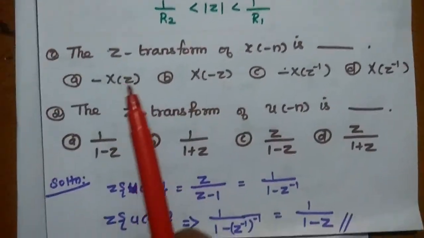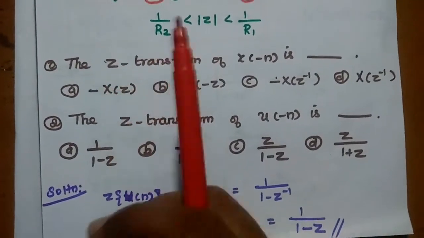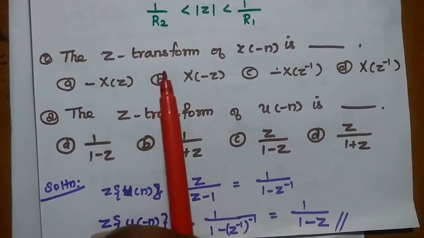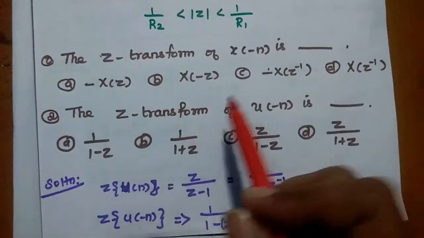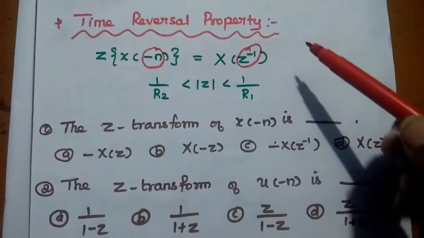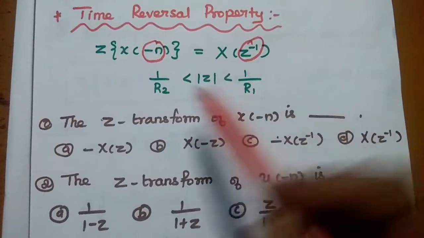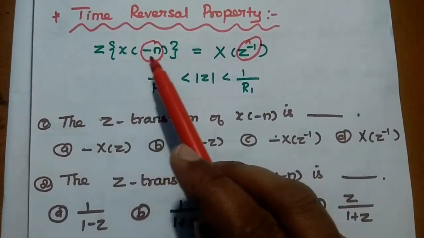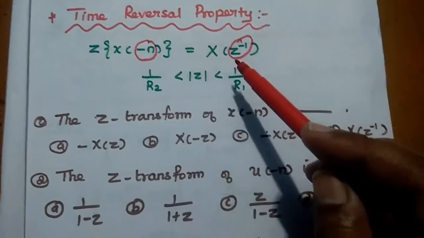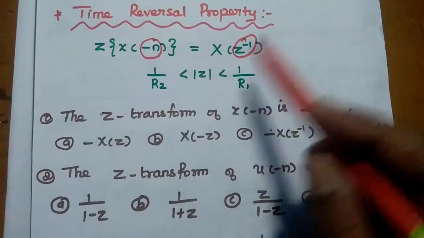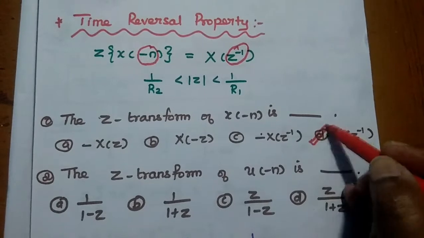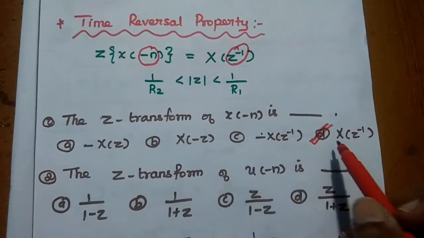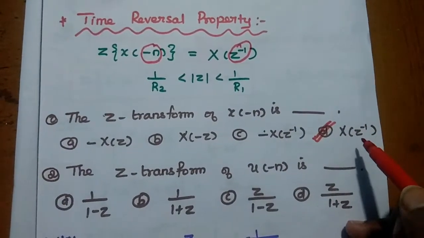So the questions may be like this. For this property, the Z transform of x of minus n is what? There are 4 options. So what is the time reversal property? Z transform of x of minus n is equal to X of z power minus 1. So here we can directly write down this is the answer, right? x of minus n is equal to X of z power minus 1.